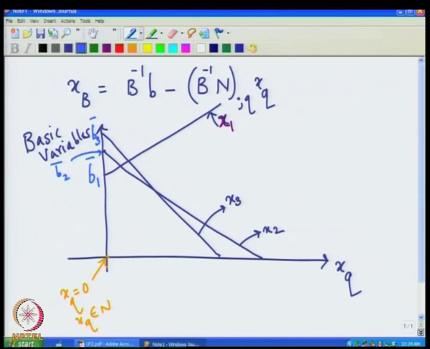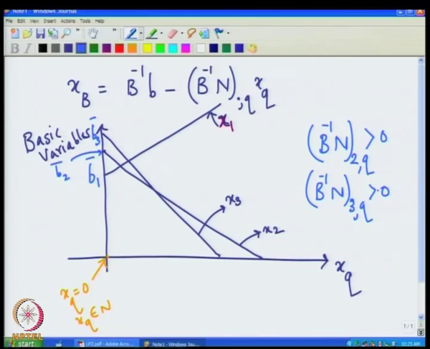Now, out of x1, x2, x3, you will see that these are the candidates where B inverse N q was greater than 0. So, which means that if you consider this as a line where xq denotes the horizontal axis and x2 denotes the vertical axis, then that line has a negative slope. So, which means that B inverse N has to be positive. So, similarly, B inverse N, that was also greater than 0.